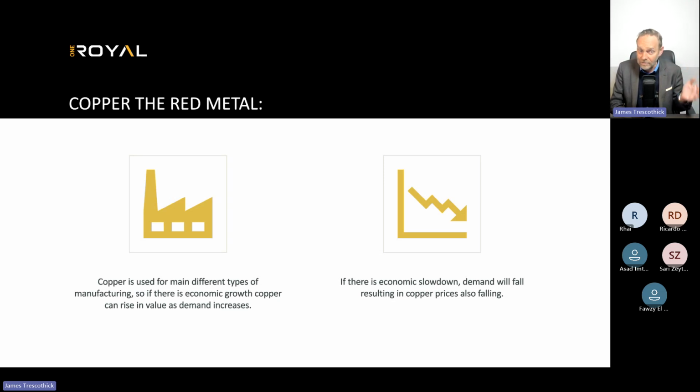If there's growth in construction, things being built and demand for it, obviously the prices are going to go up. However, if there's economic slowdown and demand will fall, resulting in copper prices falling. So if there's not economic growth, we're not building so much, we're not making so much stuff because there's not so much demand for it, then copper prices are going to drop. So because it's a manufacturing metal, this is something else we need to think about and bear in mind.